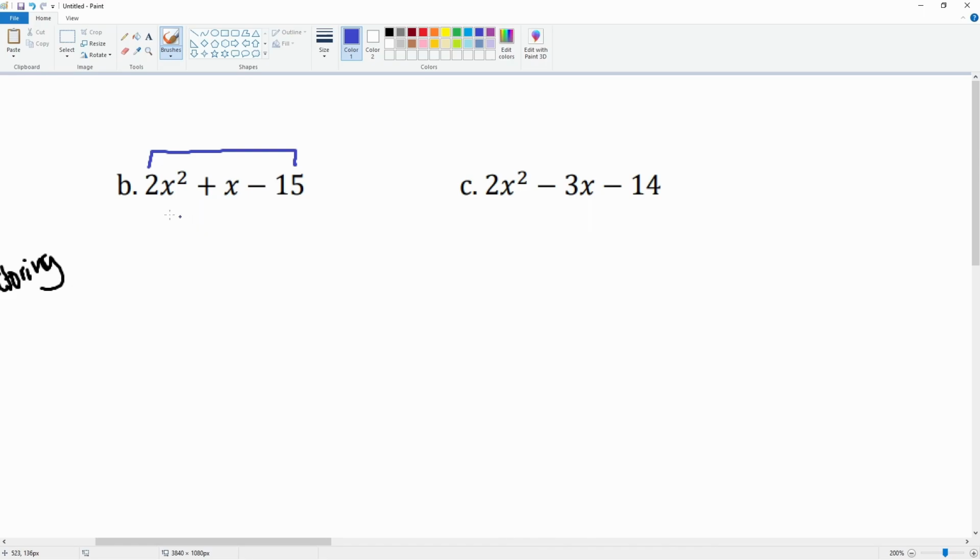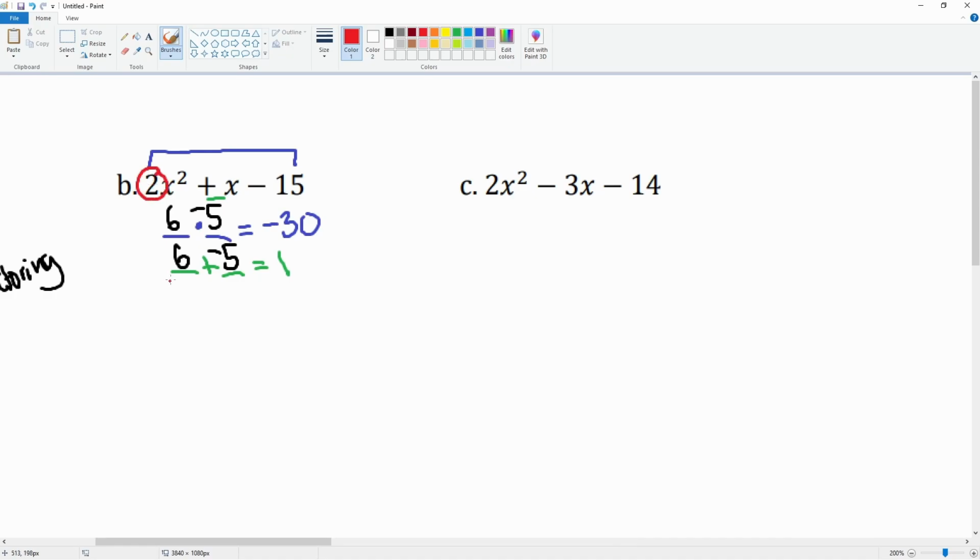2 times negative 15. Dash times dash is equal to negative 30. That adds up to this middle number of 1. So those numbers are probably 6 and 5. One of them is negative, and it is the negative 5. 6 times negative 5 is negative 30. 6 plus negative 5 is 1.